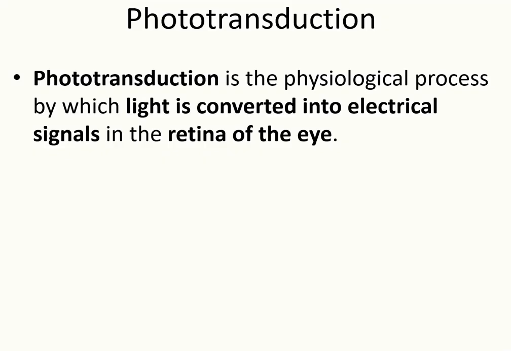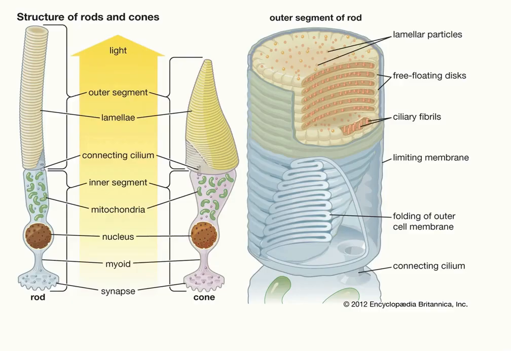Similarly, in phototransduction, when we see, the rods and cones present in the retina convert a photon or light energy into an electrical impulse in the neurons in the retina. So this process is called phototransduction. To understand phototransduction better, let us look into the structure of rods and cones.